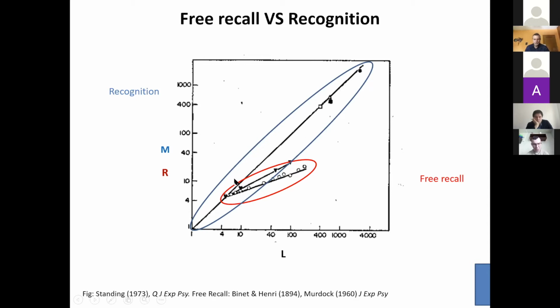And actually recognition works quite well. Even in lists of thousands of words, people can recognize a lot of these words. So the memory for words works very well. But the recall starts failing and the gap becomes bigger and bigger. And also, because the data can be well summarized by straight lines in the logarithmic plot, this points to some kind of power law relation between memory and recall.